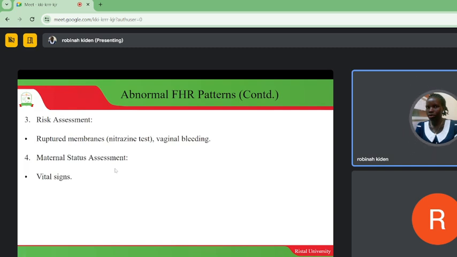Then maternal status assessment: we do the vital signs of the mother, that is the BP, pulse, respiration. Basically those are the ones that we do at the beginning to make sure that the mother is well. In addition, the temperature is also part of the vital signs.